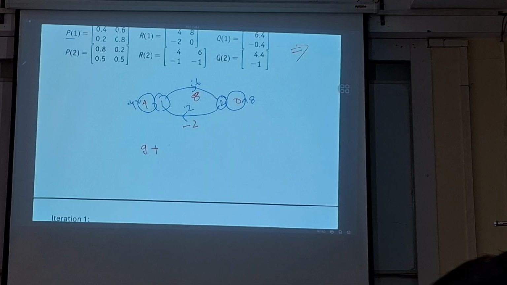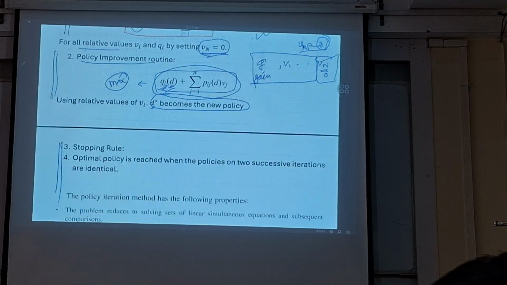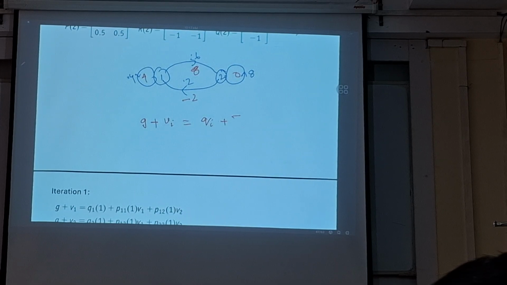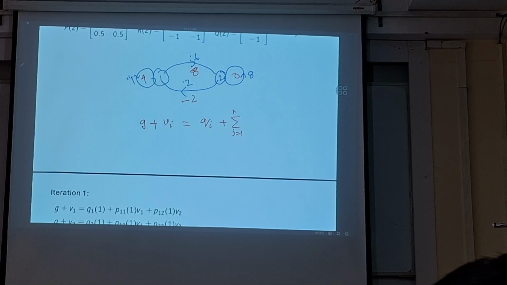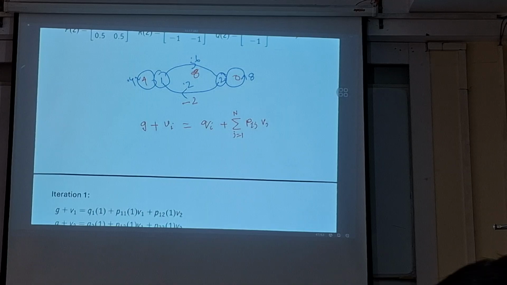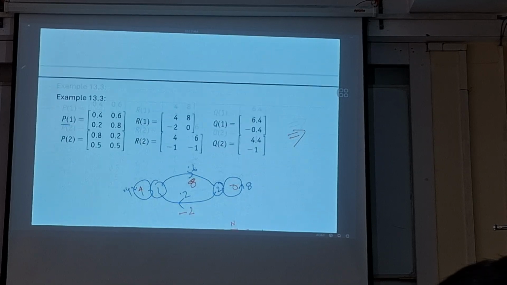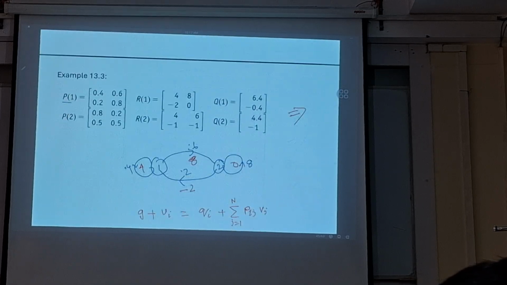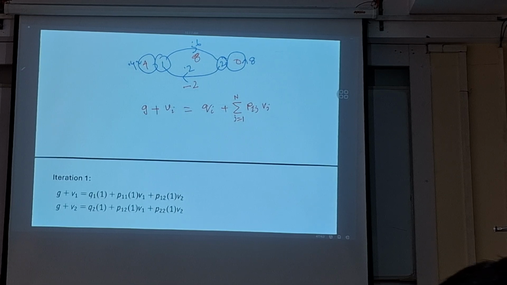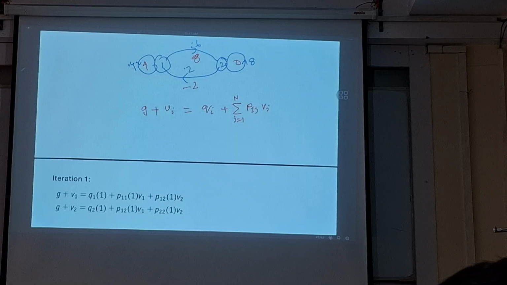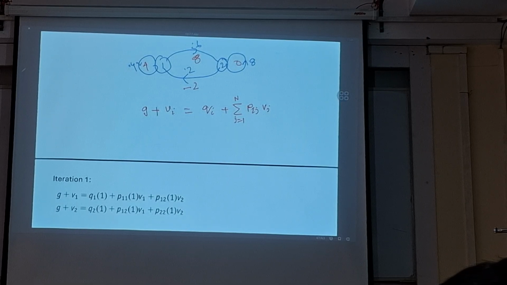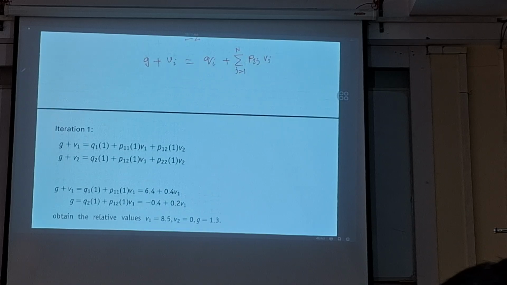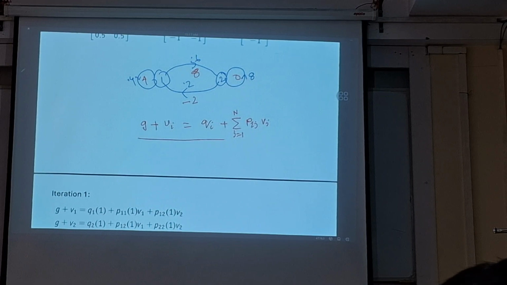G plus v_i equals q_i plus the sum over j equal to 1 to n of p_ij v_j. So this is the system of linear equations. We will have n equations by varying i.